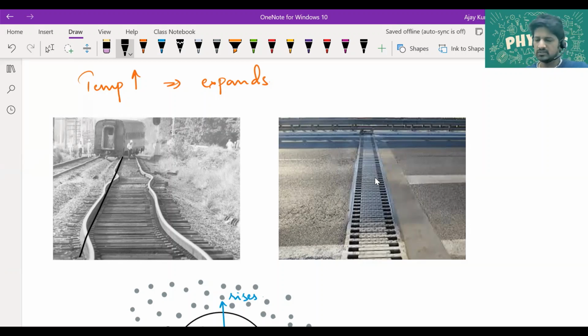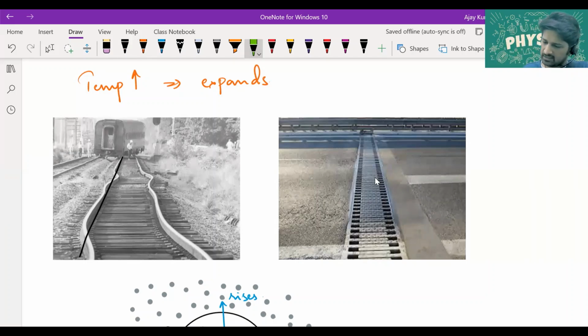So what they need to do is leave small gaps between rails. Like, the track is not a continuous metal. They're like bars of metal placed next to each other, rails of metal placed next to each other. So between one rail and the next rail, they'll have to leave a small gap.